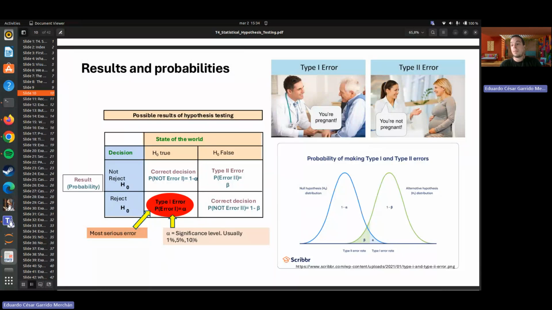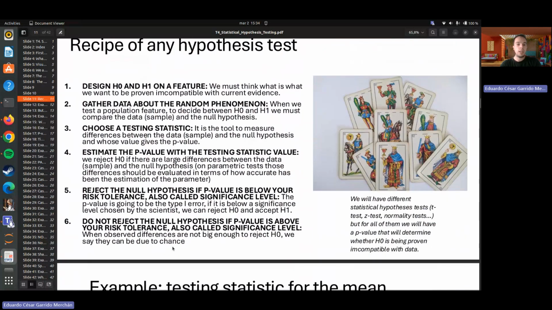Okay, if the p-value is higher than the confidence level, then we cannot reject the null hypothesis. We cannot change the status quo. We need to continue working towards this goal. Okay, and this is basically the important thing about the p-value, the null hypothesis, and the alternative hypothesis.